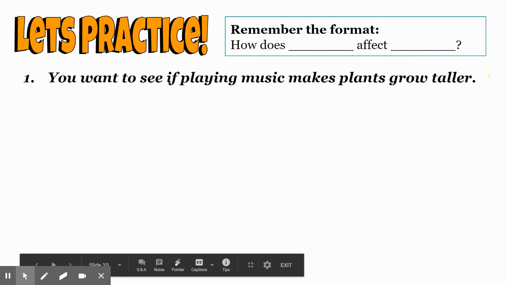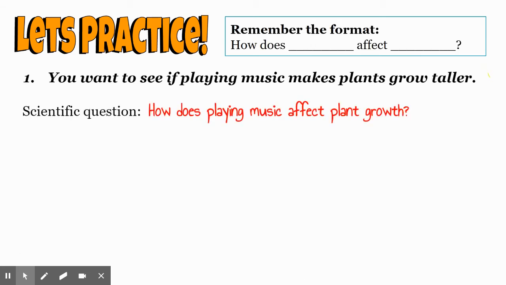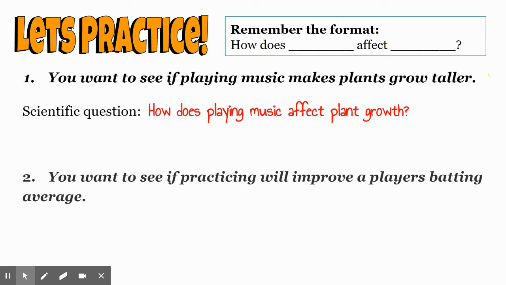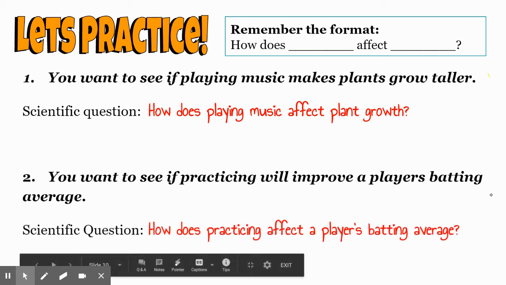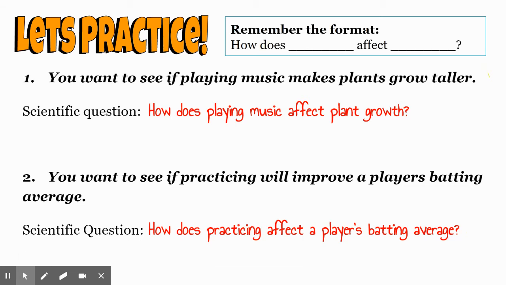Some pretty quick examples. If you want to see if playing music will make a plant grow taller, the scientific question is: how does playing music affect plant growth? We're going to see how that music changes how the plant grows. If you want to see if practicing will improve a player's batting average: how does practicing affect batting average? One is doing something and it's affecting the other. So we're seeing how one variable, something that we can change or choose, changes another thing in the experiment.